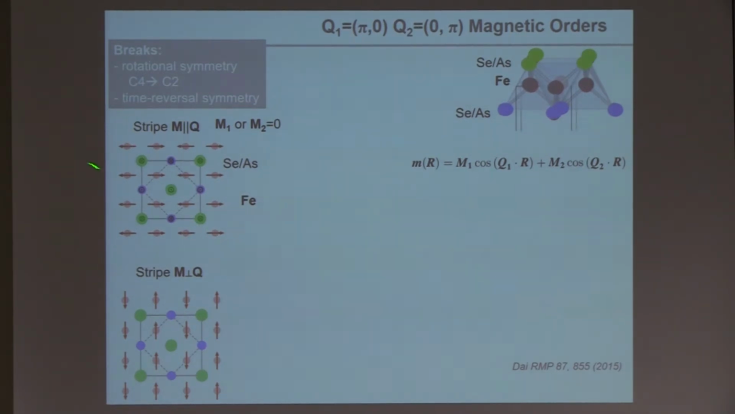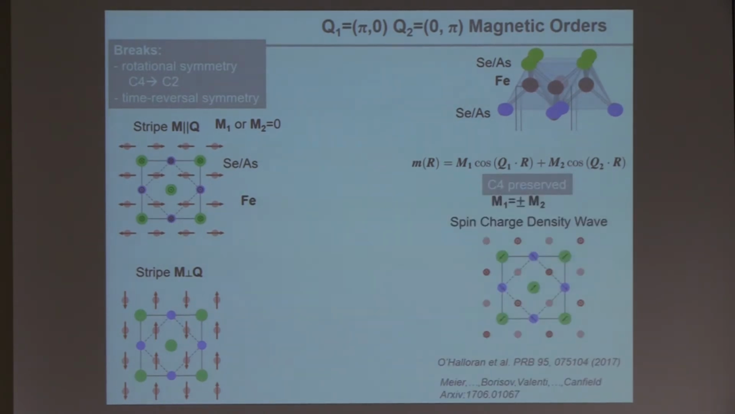And what I'm showing here for the selenium and arsenic, this going in or out, is just the hyperfine fields at selenium and arsenic, in case we want to distinguish between having the ordering of the iron moments parallel or perpendicular to the order parameter. One can measure that by doing NMR, because the contribution of the hyperfine fields of selenium or arsenic is going to be different for these two cases.